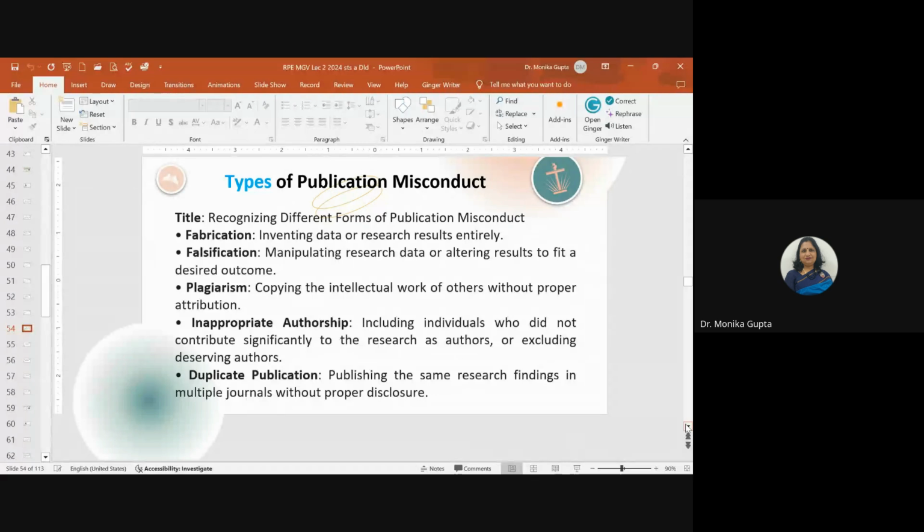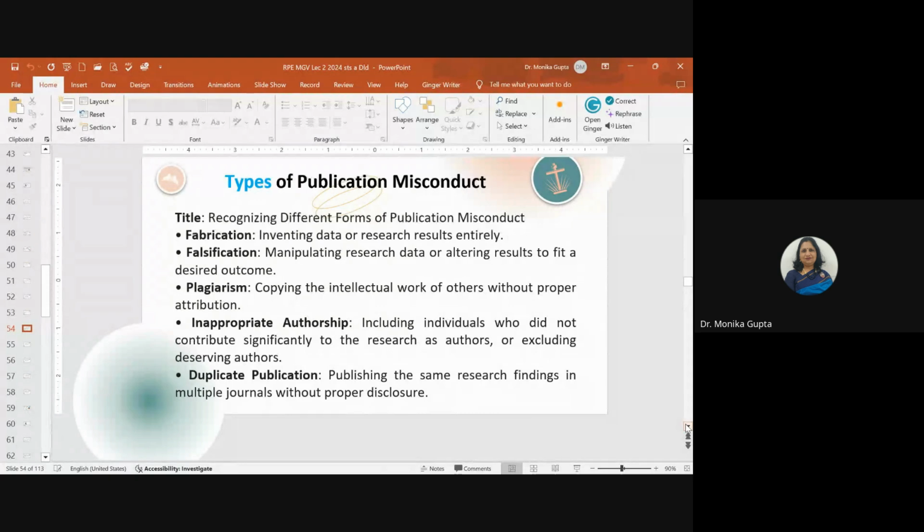So, types of publication misconduct. Some of us might be wondering that we are using these terms FFP again and again, but what is the basic meaning of these? So, publication misconduct manifests in various forms. Fabrication involves inventing data or research results entirely. Falsification refers to manipulating existing data or altering results to support a predetermined conclusion. Plagiarism is copying the intellectual work of others, including text, ideas, or data without proper attribution.